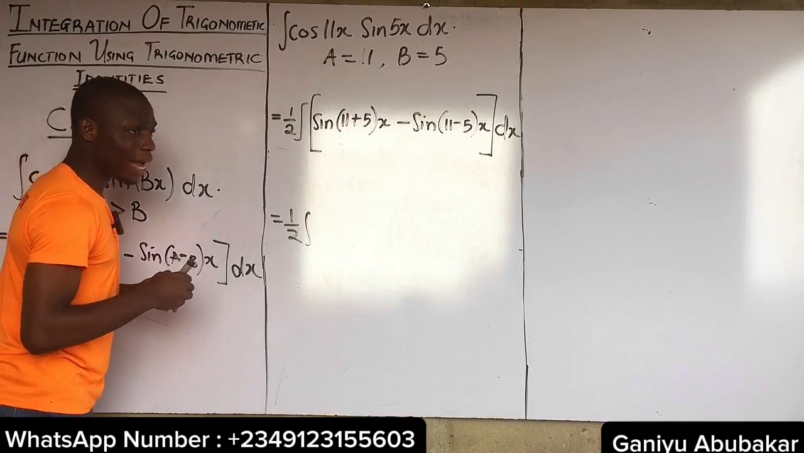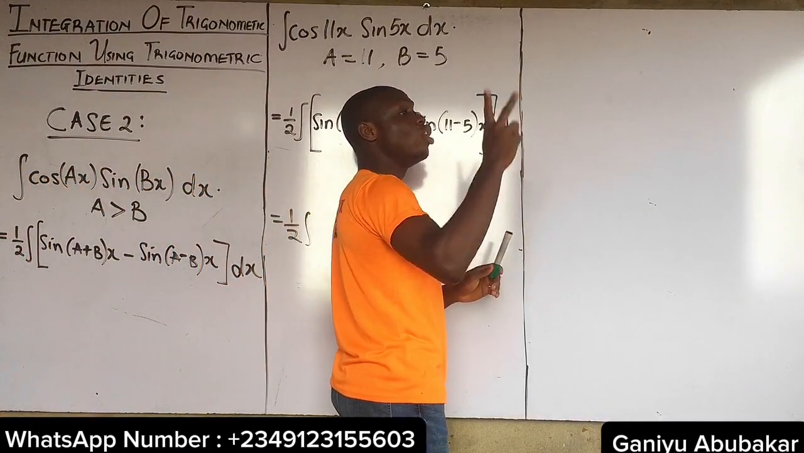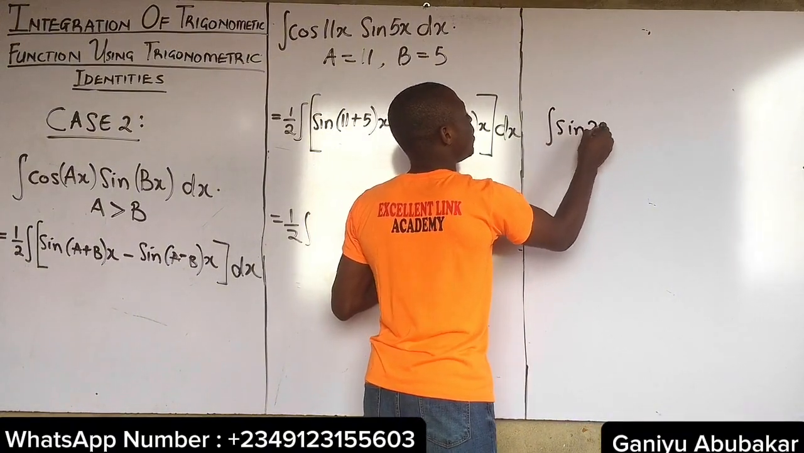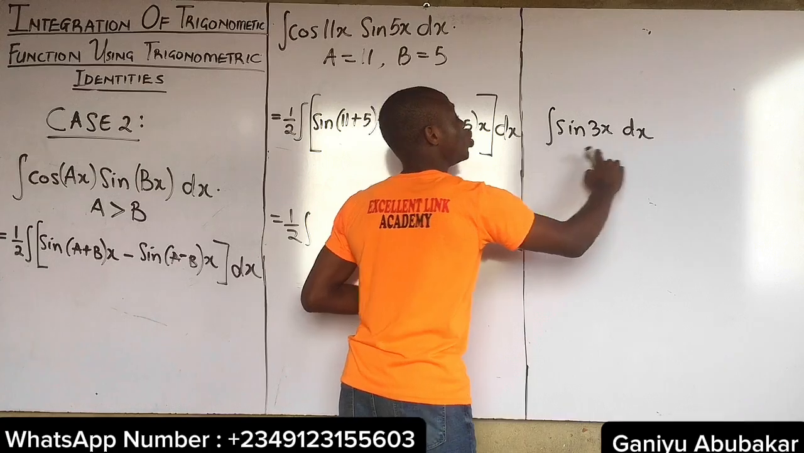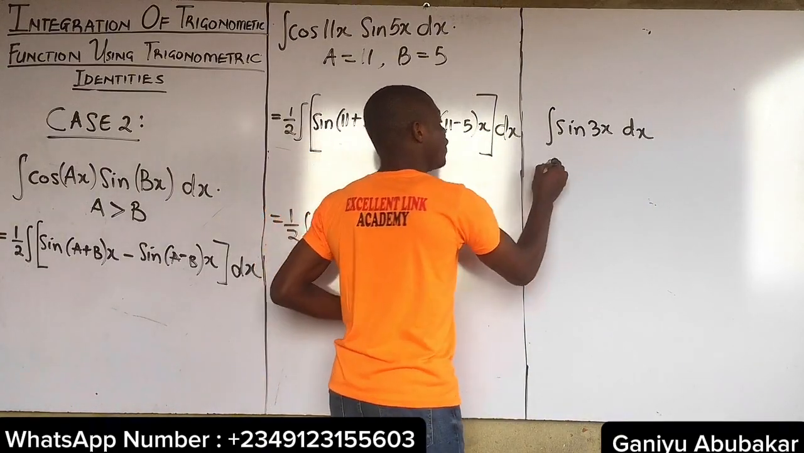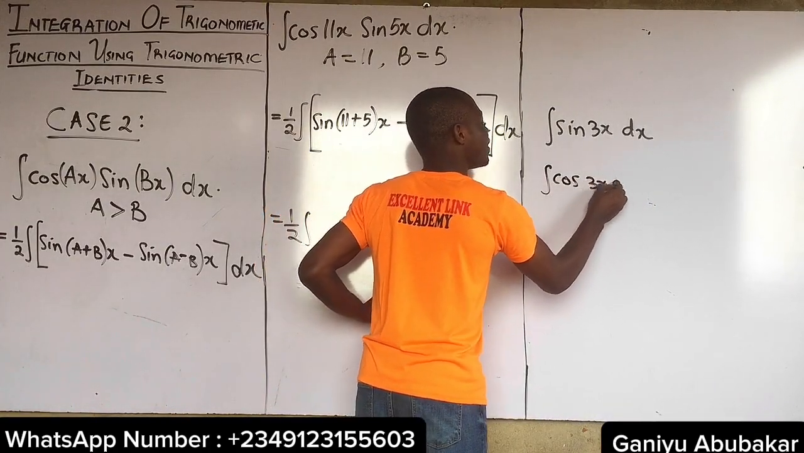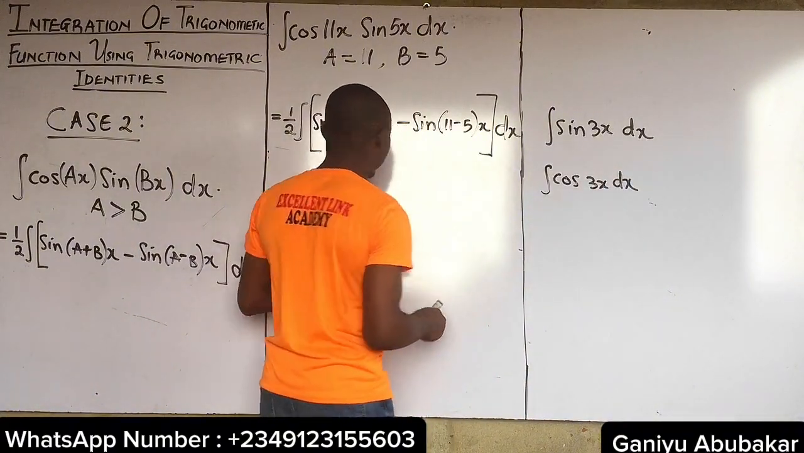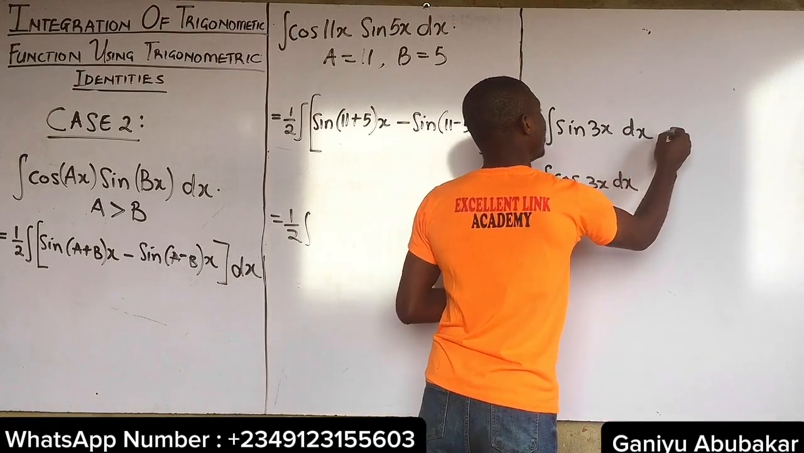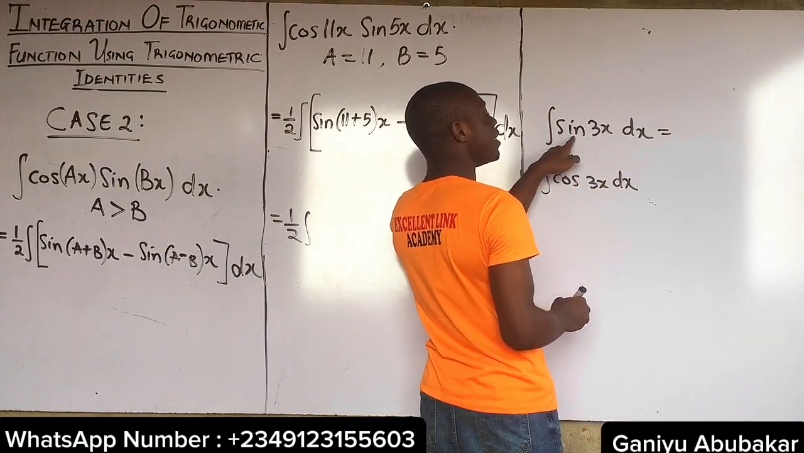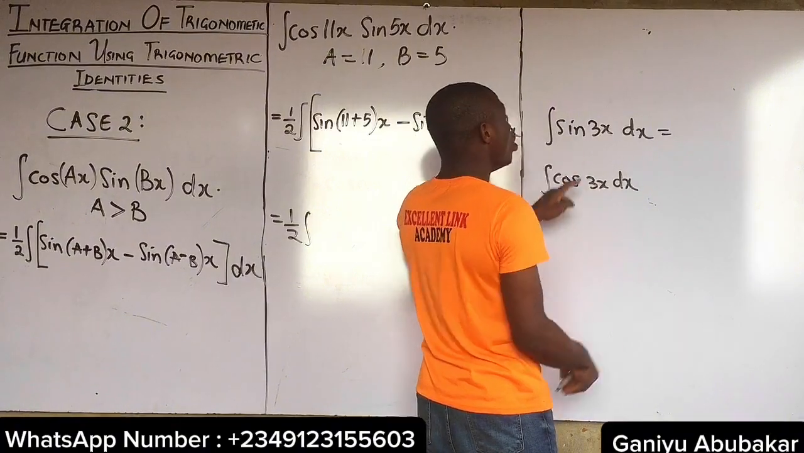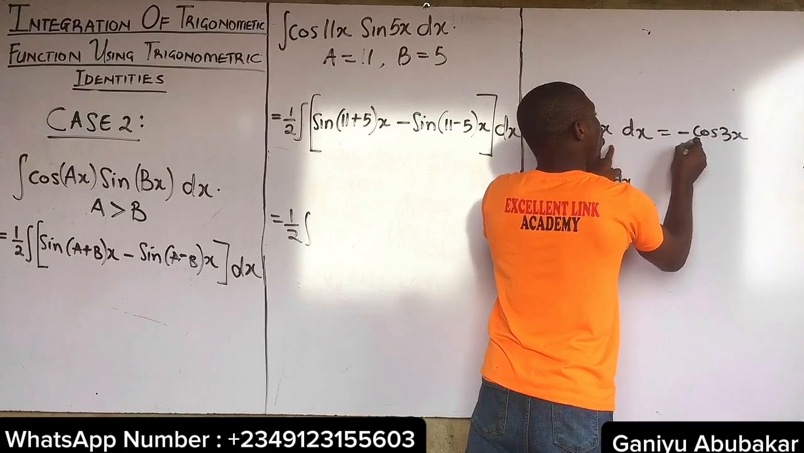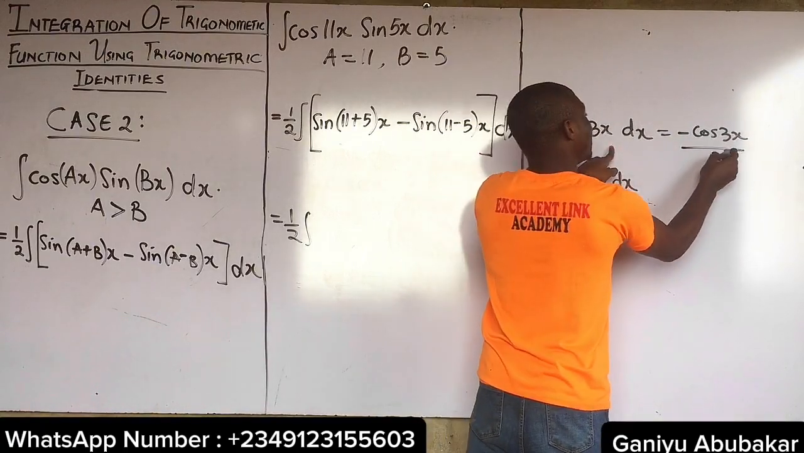Very, very important. Why? Because I showed you two shortcuts. If I have the integral of sine 3x dx, I showed you a shortcut of solving this one last class. If I have the integral of cos 3x dx, I showed you a shortcut to solve this one here. So what's the shortcut? If I integrate sine 3x, I'll have minus cos 3x, all over the derivative of 3x, which is 3, plus c.